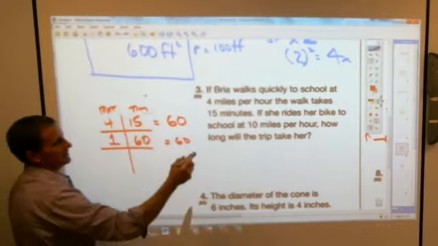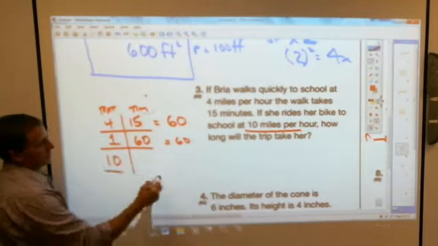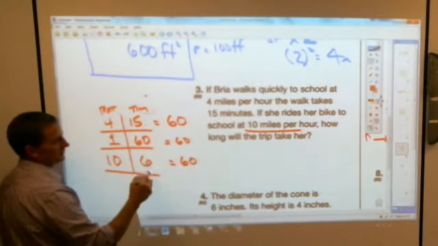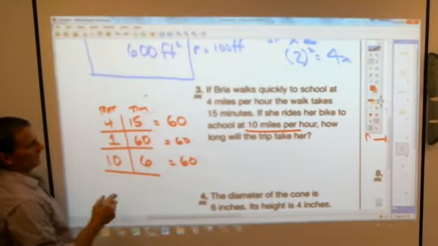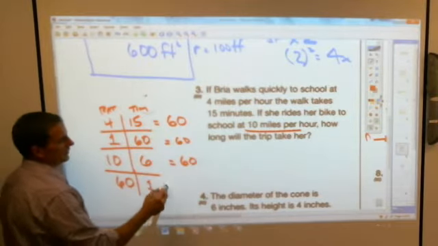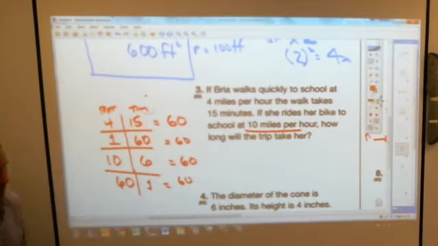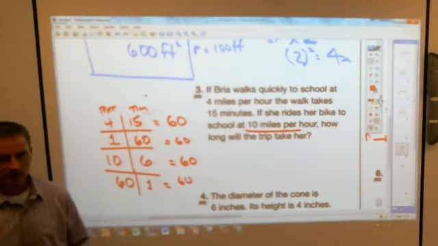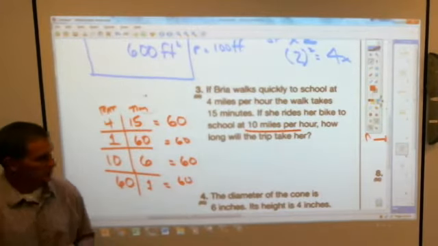But I'm not. It says I am going at a whopping 10 miles per hour. So 10 times what number gives me 60 minutes? 6. It would have to be 6 minutes. If I walked at a whopping 60 miles per hour, it would take me 1 lousy minute to get to school. Inverse variation. Think about that anytime one thing goes up and the other one goes down. In proportionality, relatively.